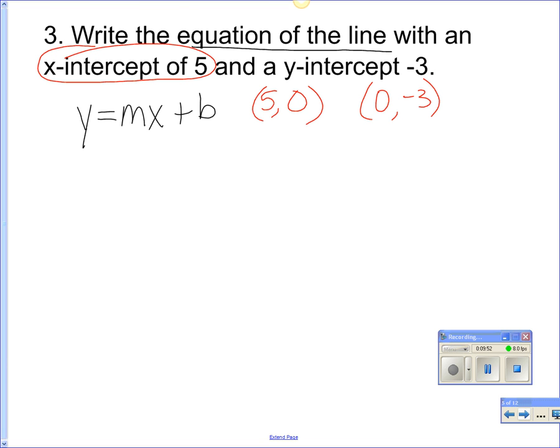Next, Chuck, what are we going to do with 5, 0 and 0, -3? Yep, y minus y over x minus x. All right, Gracie, what are you putting in for y minus y? All right, 0 minus negative 3. Dylan, what else? What am I putting in for x minus x? Good. Okay. And Zaria, what does that give you?